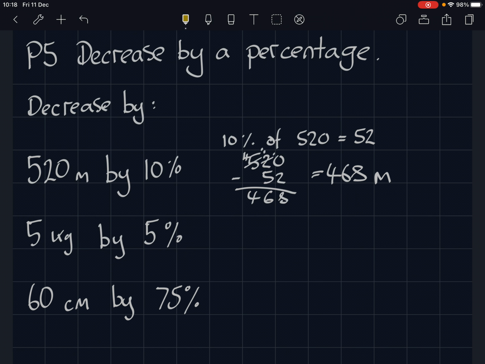The other way of doing the problem is to use a decimal multiplier. If we think about the 520 as being 100%, and we think about decreasing by 10%, that means we're going to subtract 10%, and our final answer will be 90% of the value. So we could use that as the decimal multiplier, 0.9 for 90% times 520, and that will be 468 meters.